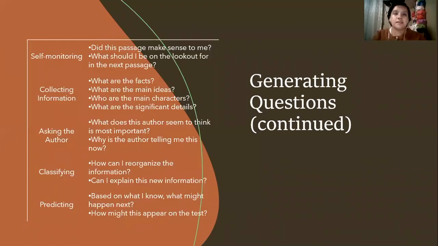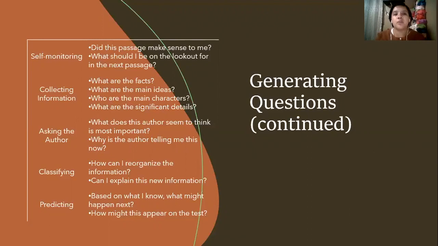On this next slide, I actually have an example so you guys can reference it in creating your general questions about the passage or the reading. For self-monitoring, you can ask, did this passage make sense to me? That's a general question. For collecting information, you can say, what are the facts? What are the main ideas, etc. Those are also general questions that you can ask about the reading.